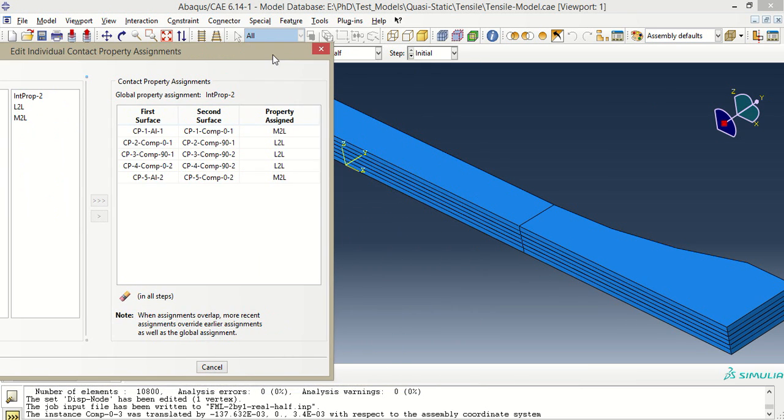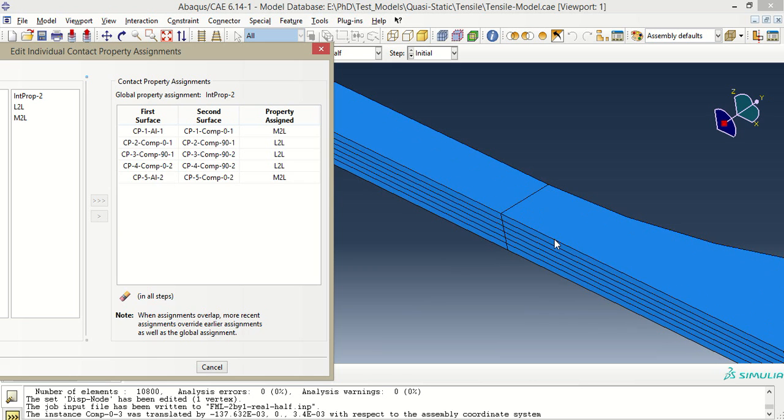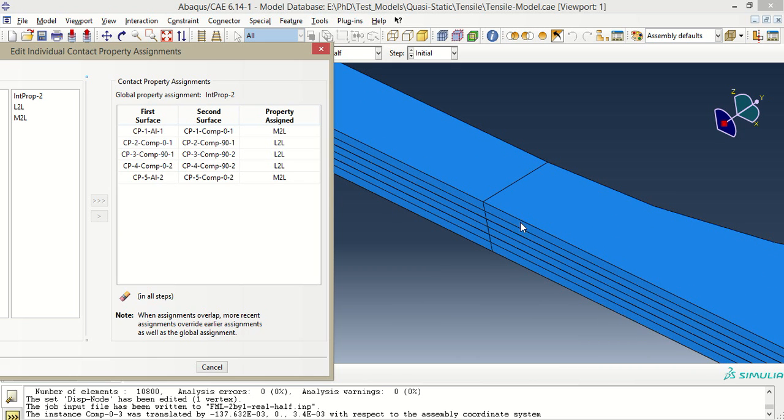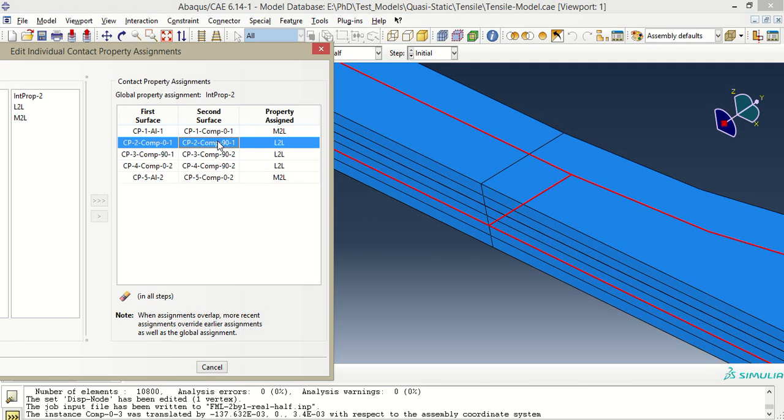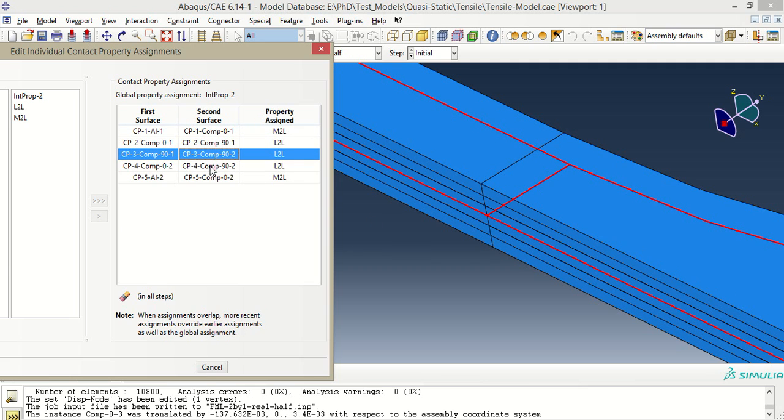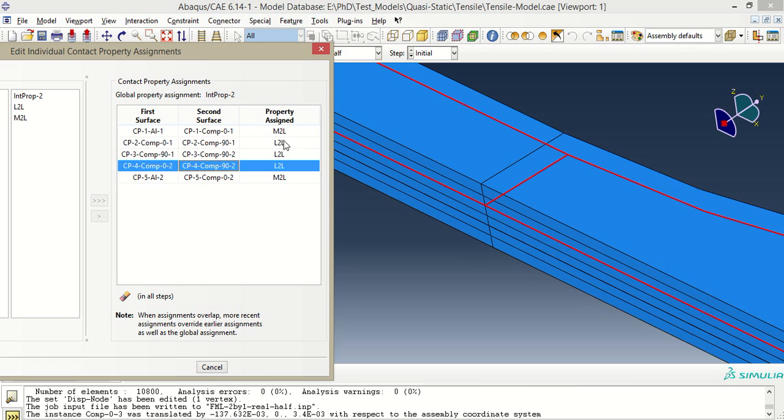So we have 5 layers. This is metal layer and composite layer. So this is metal to layer, this one metal to layer, then we have composite to composite, this to this, this to this, and the corresponding properties assigned.